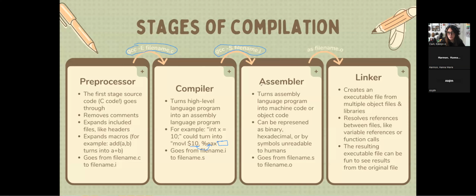And then your .s file will go into the assembly stage, or assembler stage, where it's going to turn that assembly level language program into machine code or object code. Now this could be binary, hexadecimal, or it could even be stuff that you can't read. And it's just the computer changing that assembly language into something that it can work with further. And that'll change your file from a .s that you got from here to a .o.